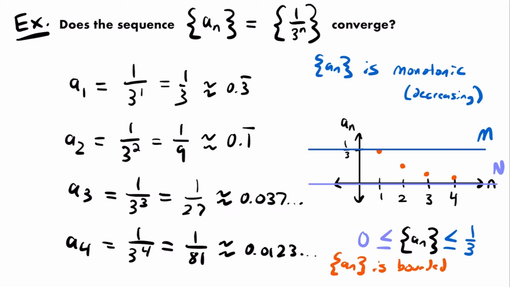Okay, so we have found that our sequence is monotonic, specifically that it's decreasing, and we have found that it is bounded. And so because it is both monotonic and bounded, we can conclude that our sequence converges. And so that is our final answer. We will say that the sequence a sub n converges. All right, let's look at another example.